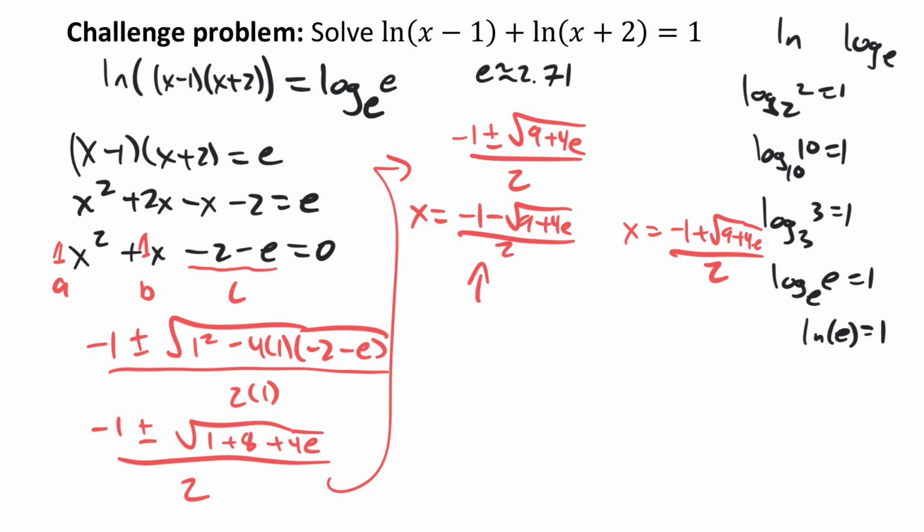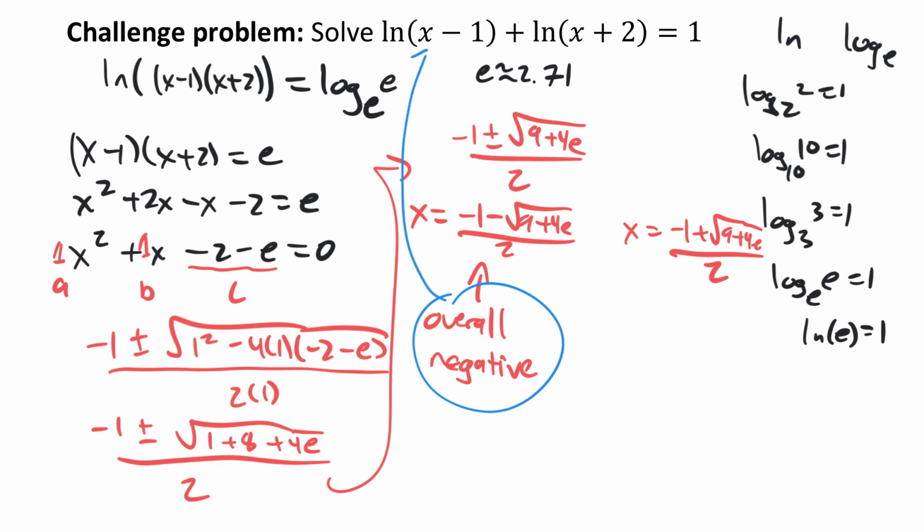This one over here is overall negative, right? We've got negative 1 minus another number. So that's overall negative. And if I was to take that number, an overall negative, and plug it into here, a negative number minus 1 is more negative, and you can't log a negative, so this one is going to fail the check.